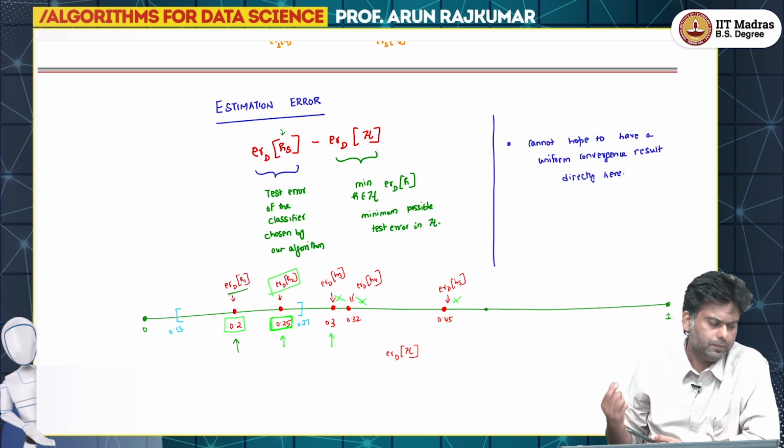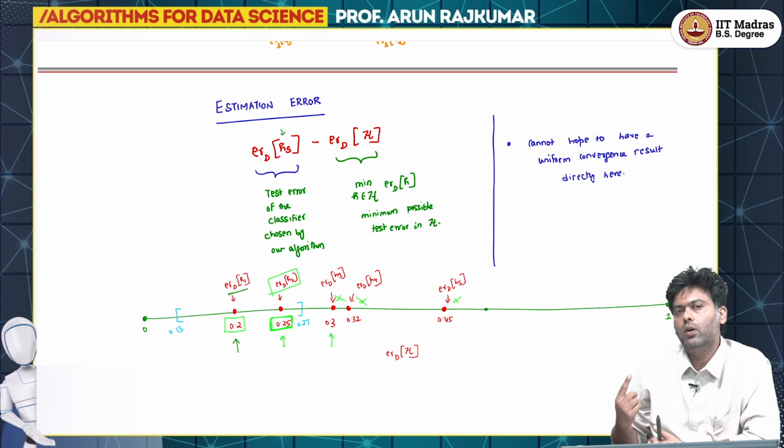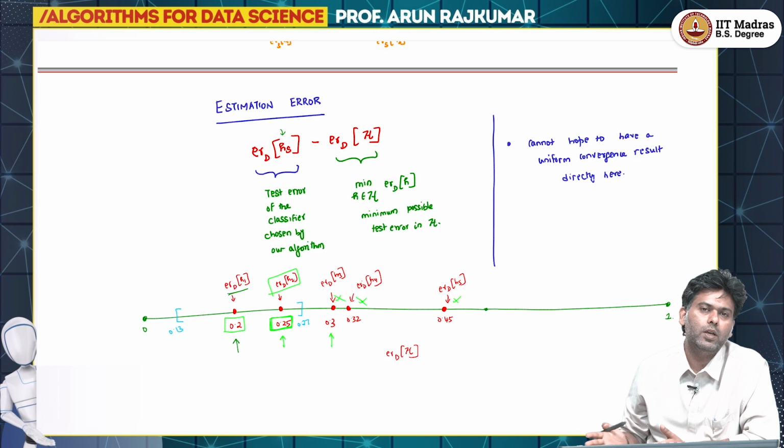naturally, simply because there is only one good guy. That is the reason. There is only one value for RD of script H, and we want to see how close we are to that script H, and then we want to ask the question, as I get more and more samples, am I getting closer and closer to RD of script H?